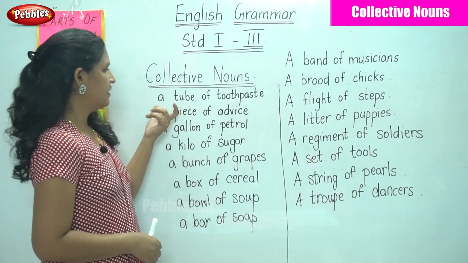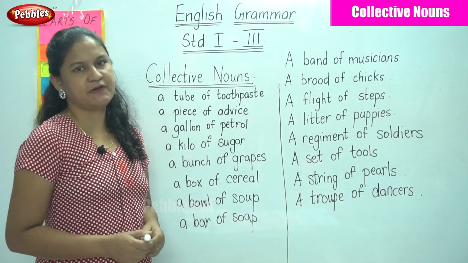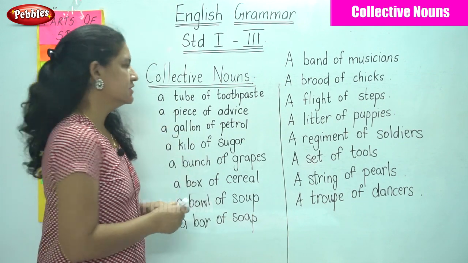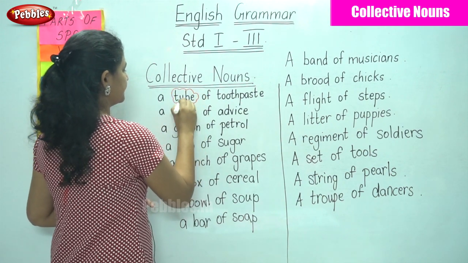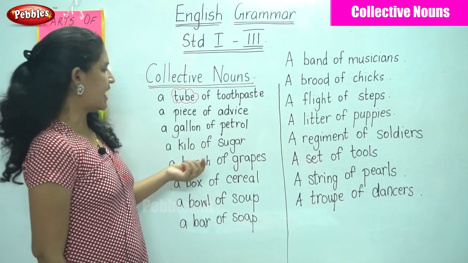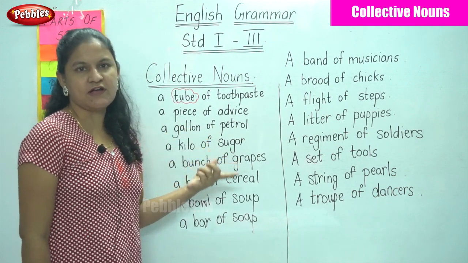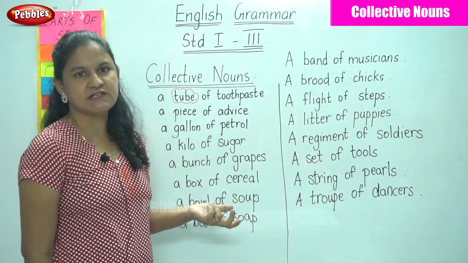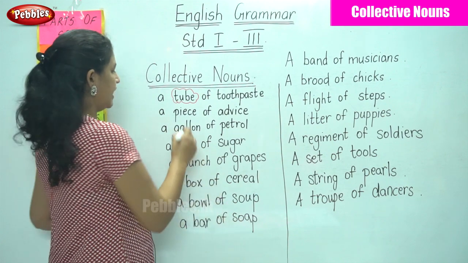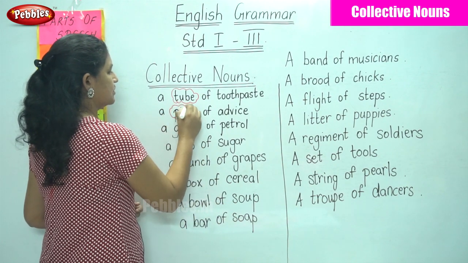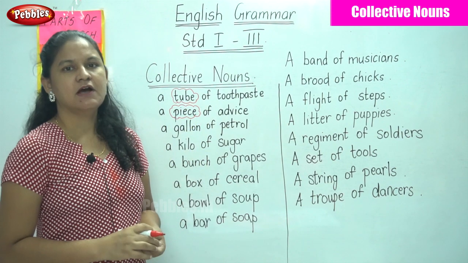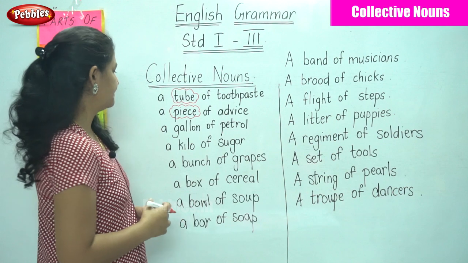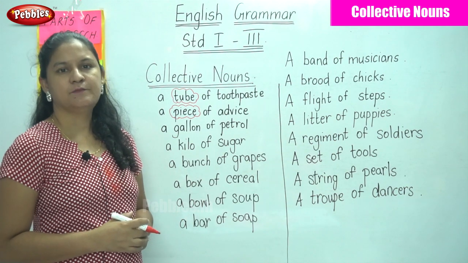So we have a tube of toothpaste. So we call it a tube of toothpaste. So I use the collective noun tube. The next I have is a piece of advice. So somebody gives us an advice, we say a piece of advice. It does not mean a small piece, but it is some advice that is given. A piece of advice.